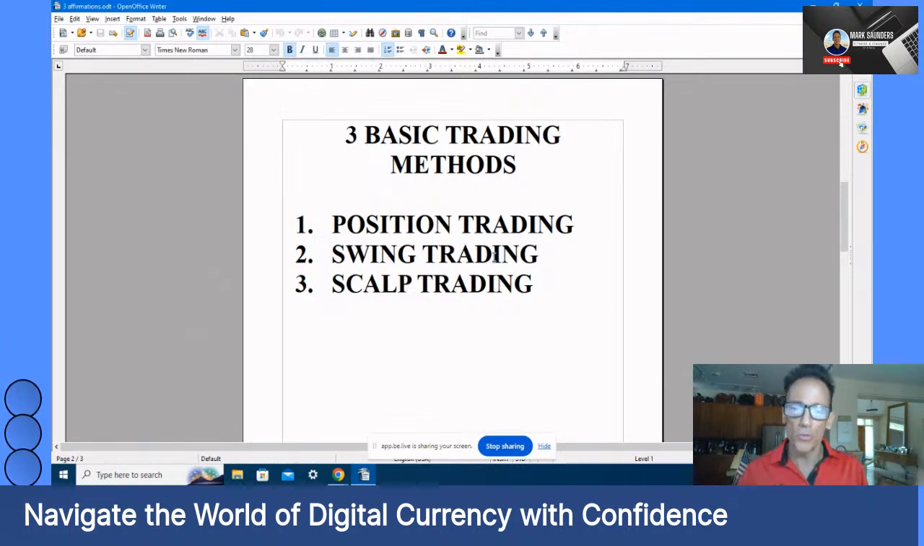So there are basically three basic methods of trading: position trading, swing trading, and scalp trading. Can you tell me the difference of those? Sound check is good. If you just know it without having to look it up, please share right in the chat. Position trade, swing trade, scalp trade, what does that mean to you? In the trading world, there are basically these three types of trading.